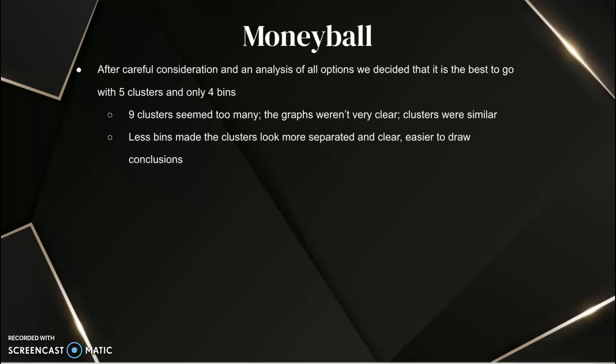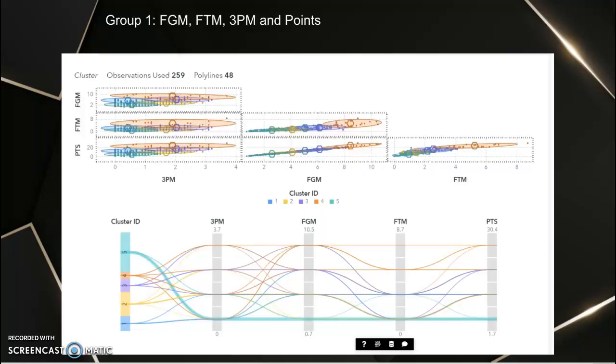So after careful consideration and an analysis of all options, our group decided that it is best to go with 5 clusters and only 4 bins, because 9 clusters was too many, the graphs weren't very clear, and the clusters were too similar. And then fewer bins made the clusters look more separated and clear and easier to draw conclusions.